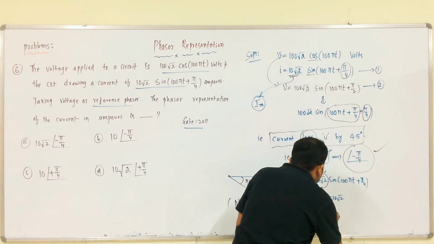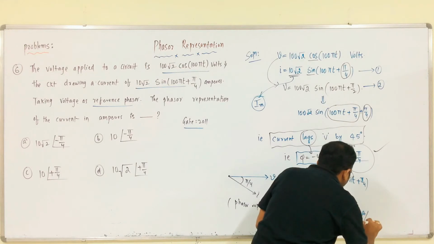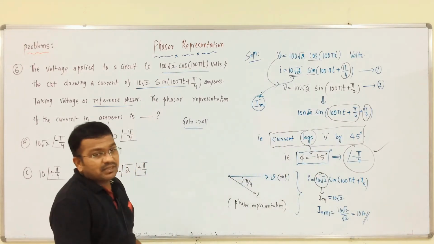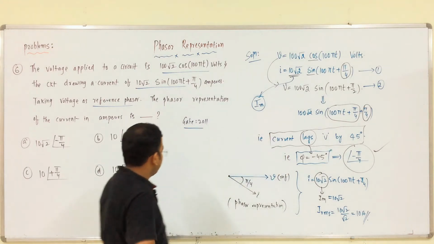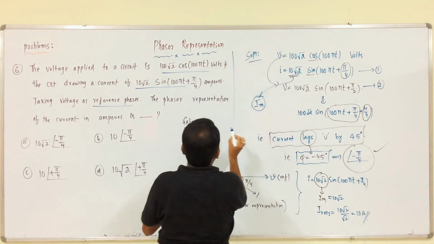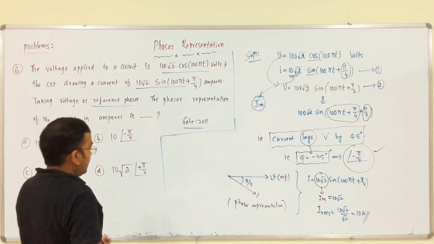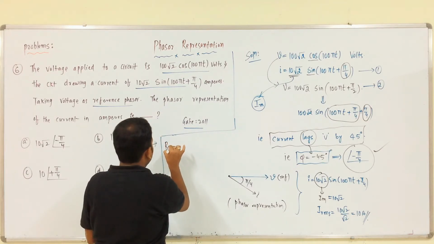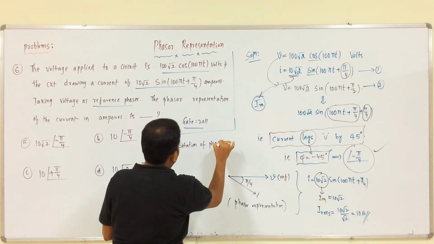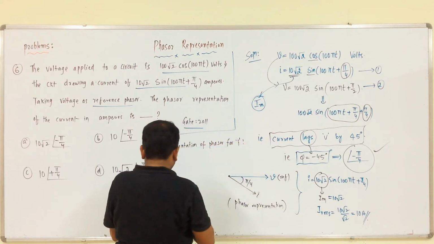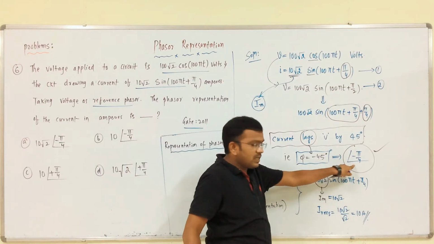Im is equals to 10 root 2. Therefore, IRMS is what? 10 root 2 by root 2, which is equals to 10 amps. The IRMS is nothing but 10 amps. Then, what is the representation of phasor for a current? How we can represent? We have angle, that is minus pi by 4, clear.